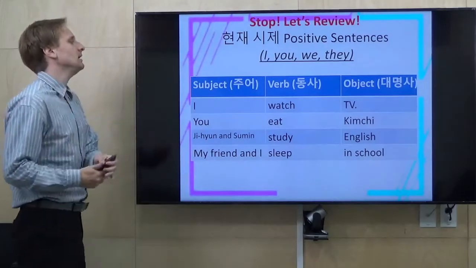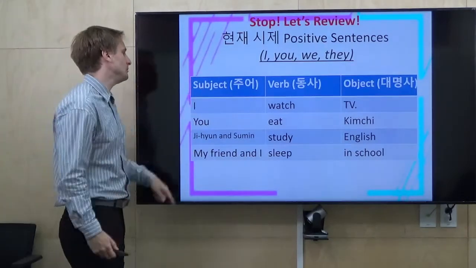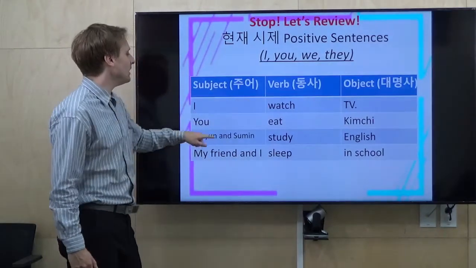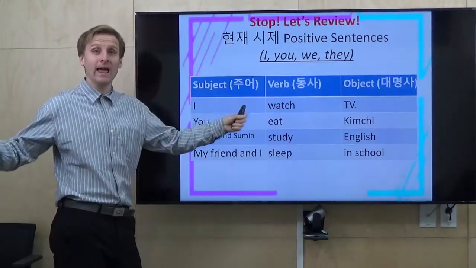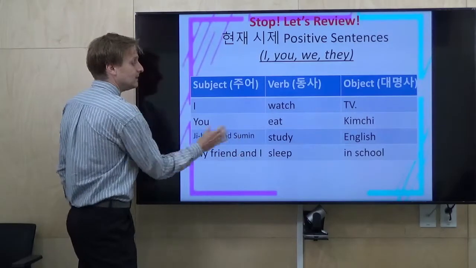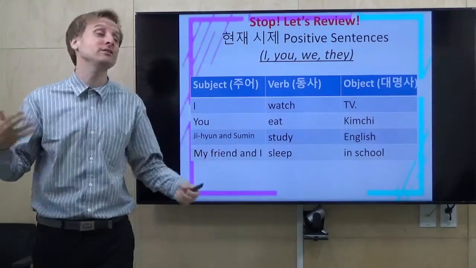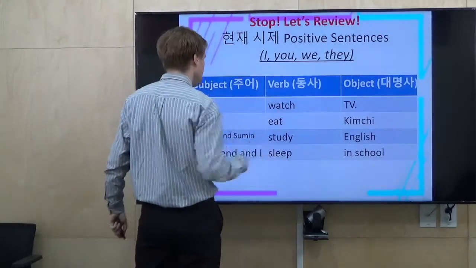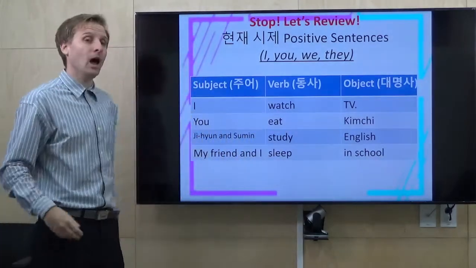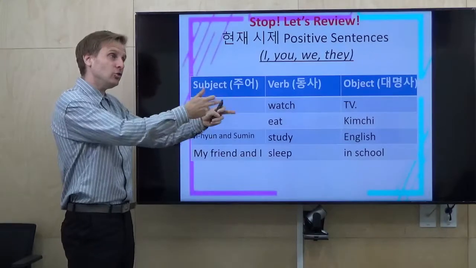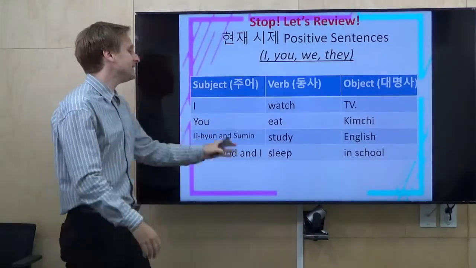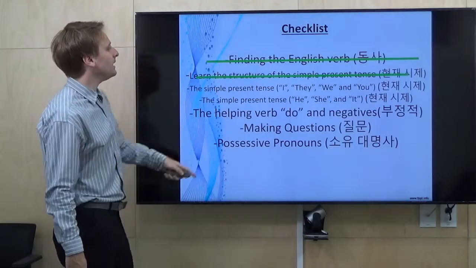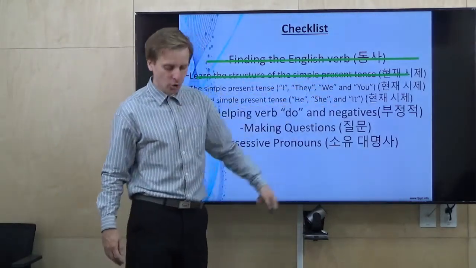Okay, so here that is in a chart. Subject, verb, object. I watch TV. You eat kimchi. Jihyun and Sumin, that would be they. Sometimes you see the information, you must find what is the pronoun. Jihyun and Sumin, they study English. My friend and I, me and you, that's we sleep in school. Alright? So we've tried it with I, they, we, and you.